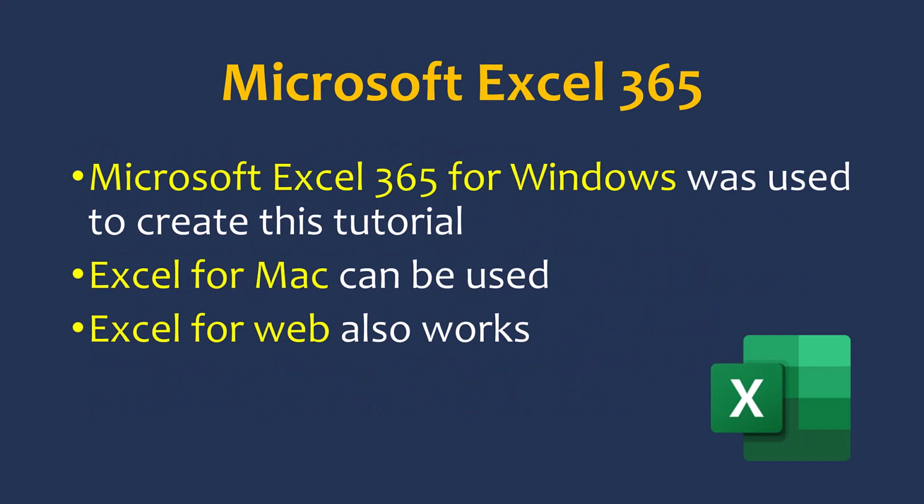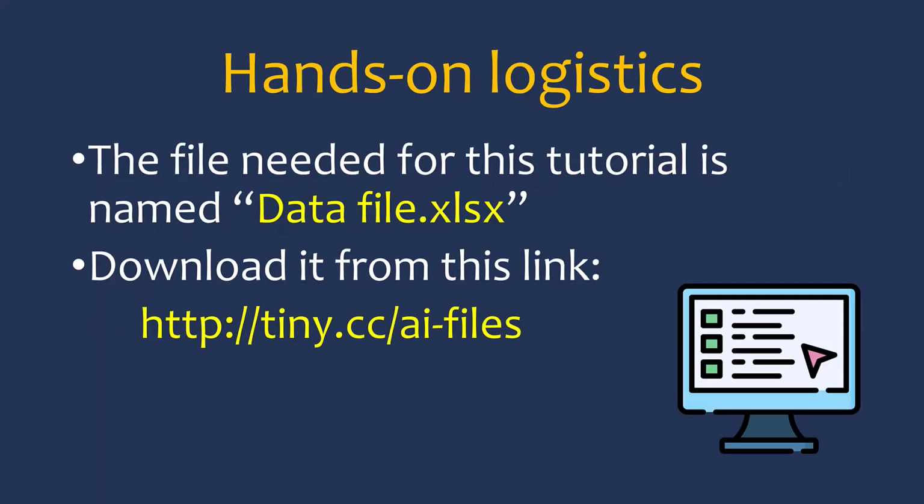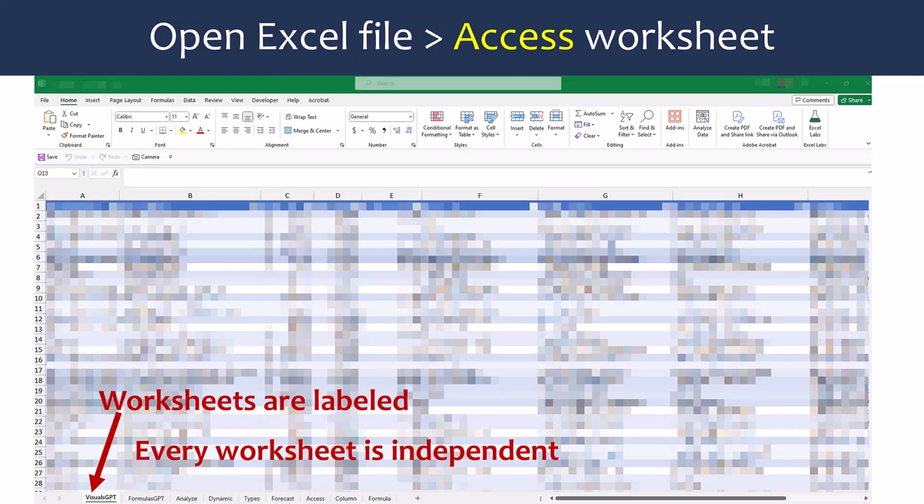We need to talk about what version of Excel works before we go any further. Microsoft Excel 365 for Windows was used to create this tutorial. Excel for Mac and Excel for Web both work for the steps in this tutorial. The file needed for this tutorial is named datafile.xlsx. You can download it from http://tiny.cc/ai-files. When you open the Excel file called Data File, you will see several worksheets. The one needed for this tutorial is the Access worksheet.